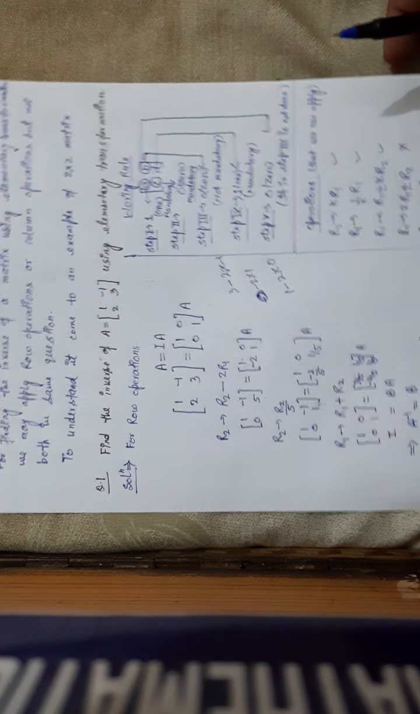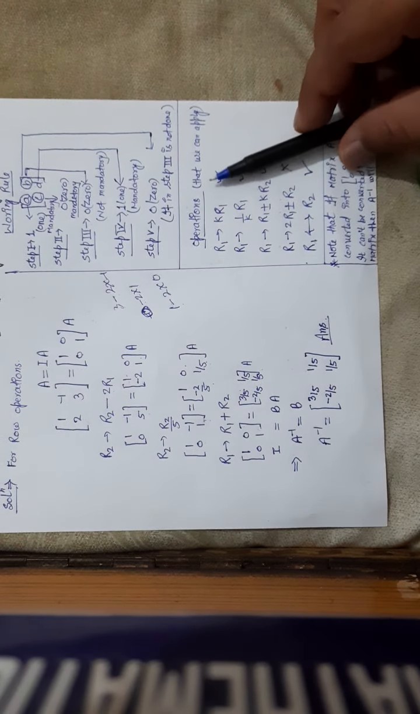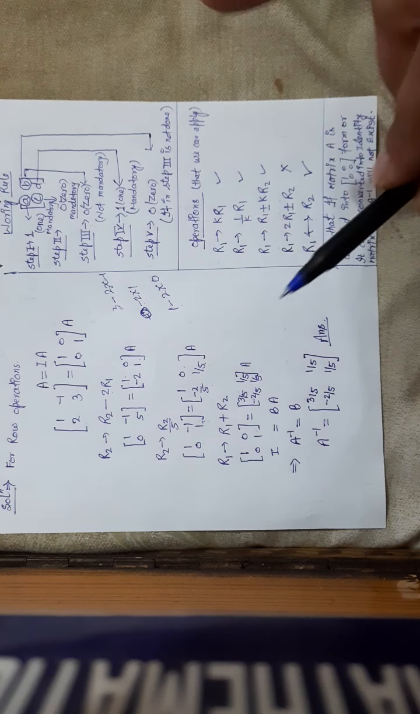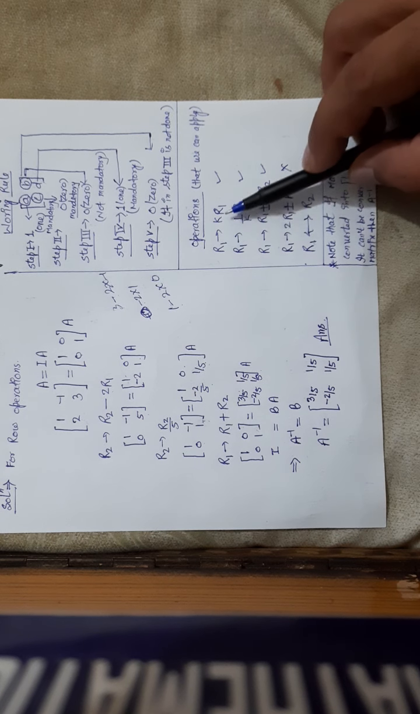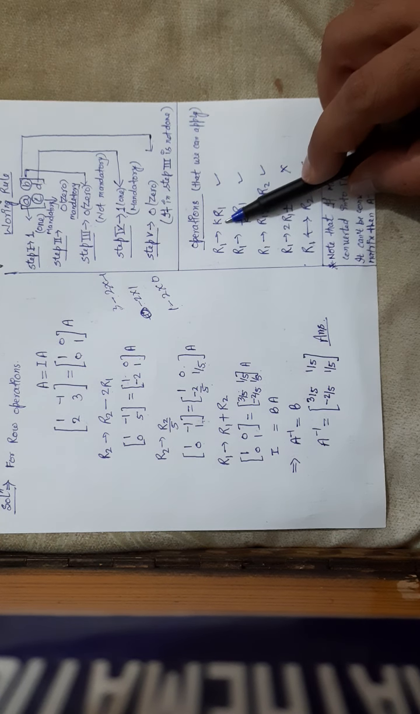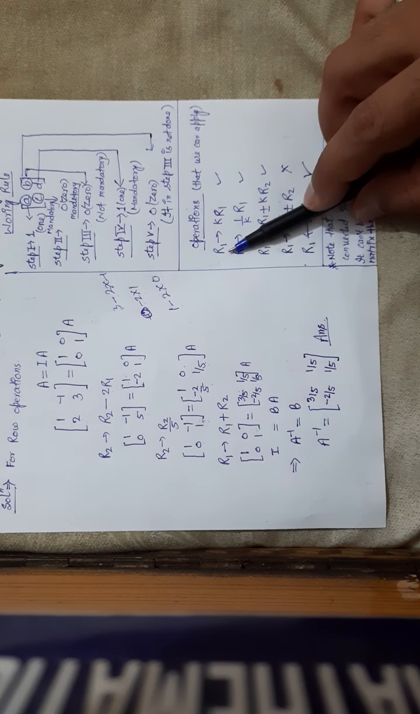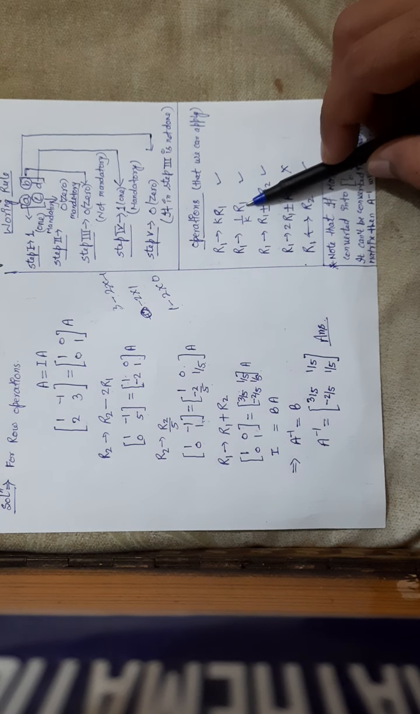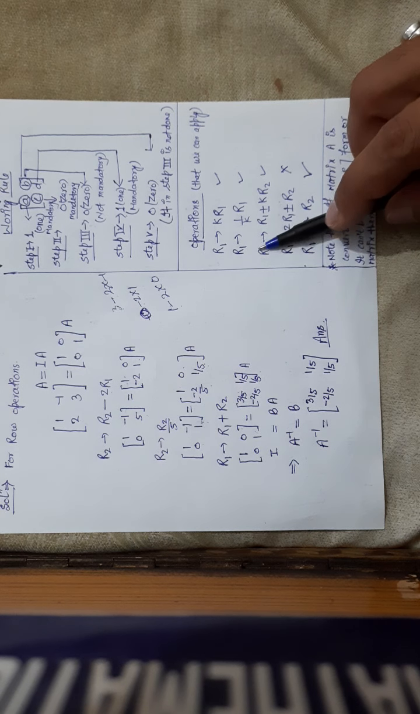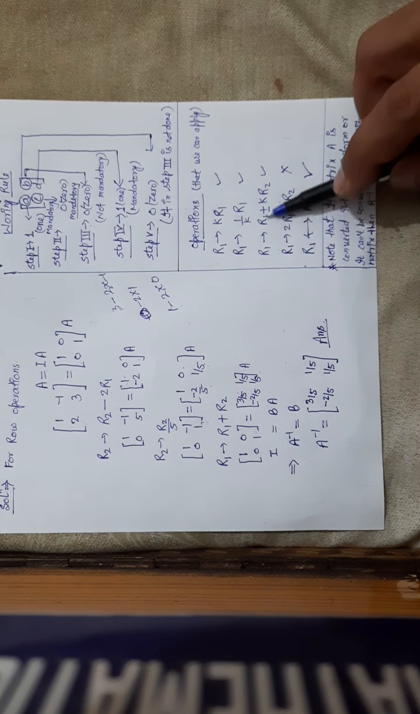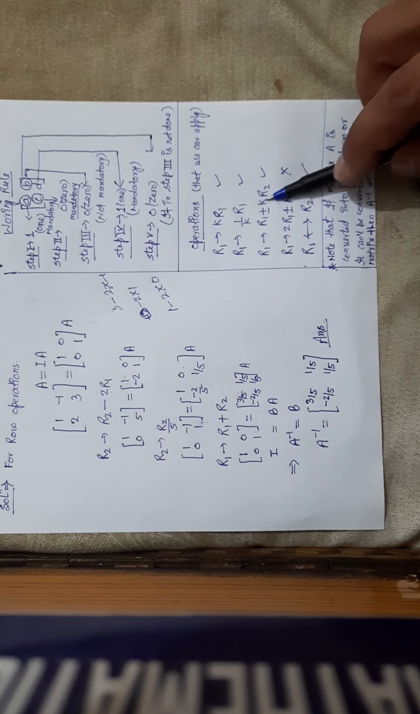Clear? Now some operations are there that we can apply here for elementary transformation. So what are the operations? We can multiply any constant to any row. We can divide any row by any constant, and any row is added to any other row by multiplying any constant.